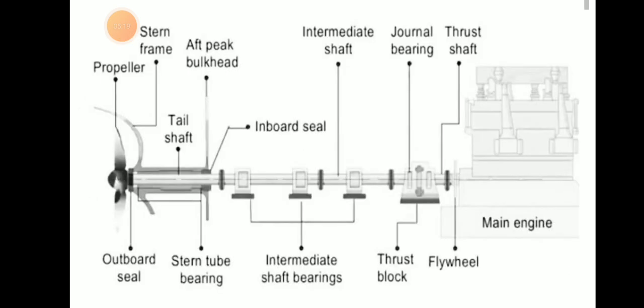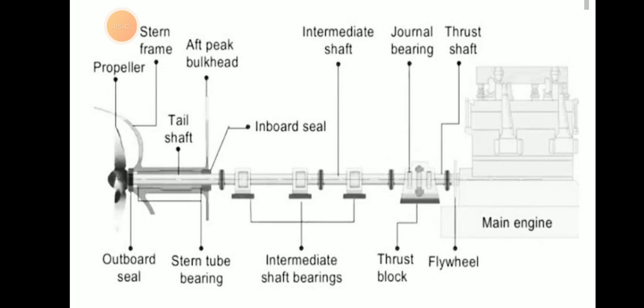We can see the picture of a thrust bearing and the propeller shaft assembly. The propeller stern tube is nearby, then the tail shaft, and the after peak bulkhead is there. Near the propeller there will be the outboard seal, and the stern tube bearing will be near the after peak bulkhead, then the inboard seal near the after peak bulkhead, and the outboard seal near the propeller.